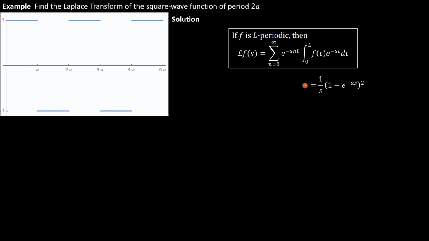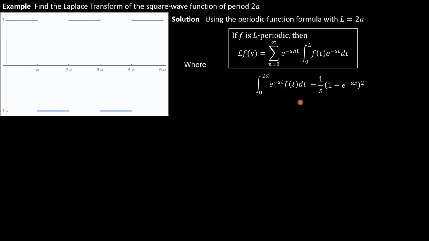So if we want to use this formula, the L-periodic formula, then we let L equal 2a because we have a function of period 2a. And we apply this formula, and we just have to compute that integral, the integral from 0 to L of f of t e to the minus st dt.